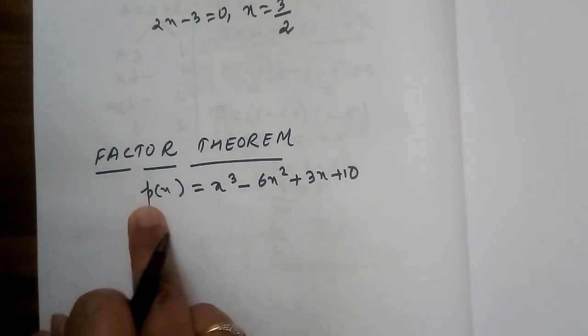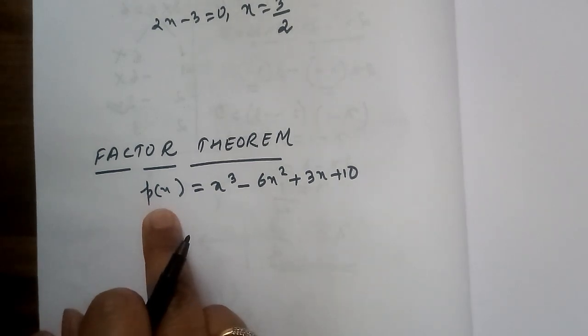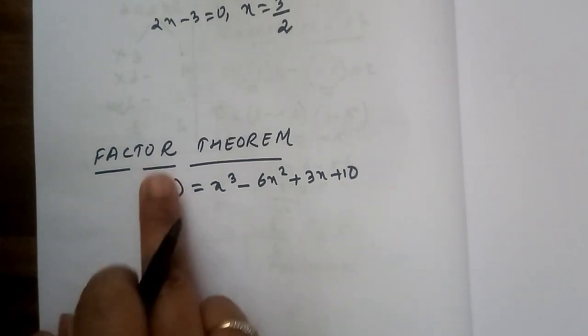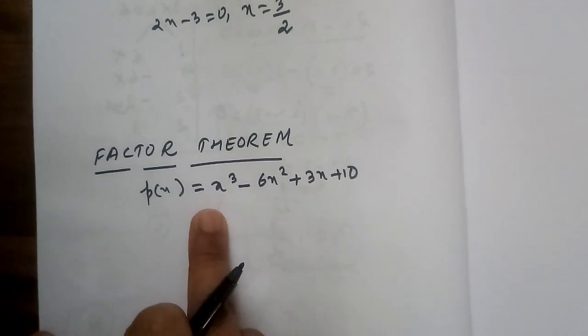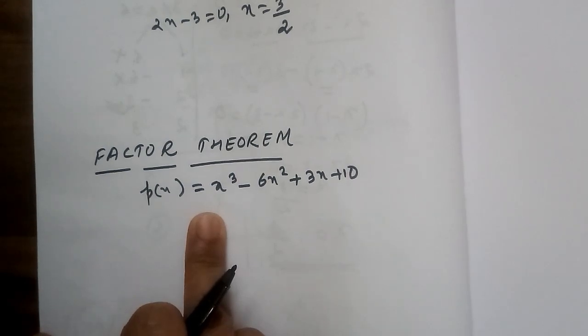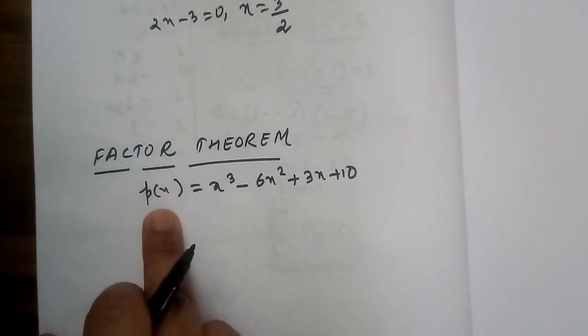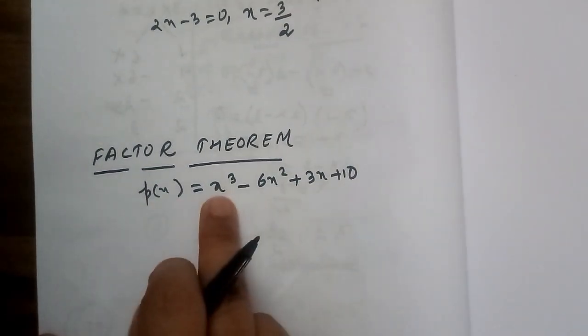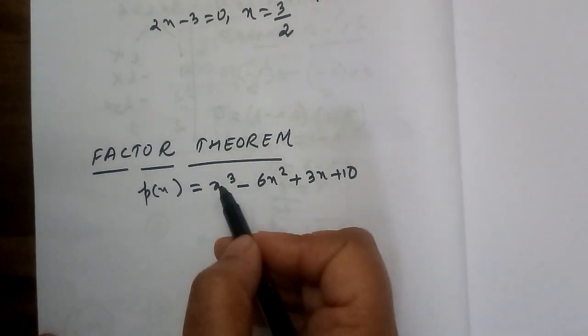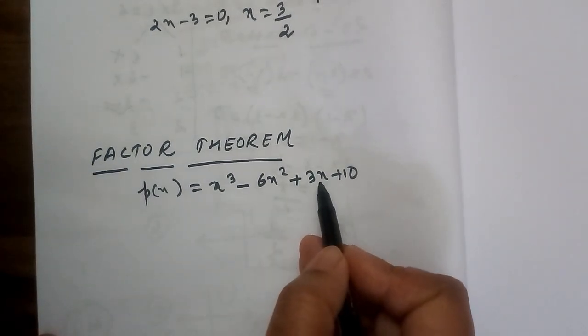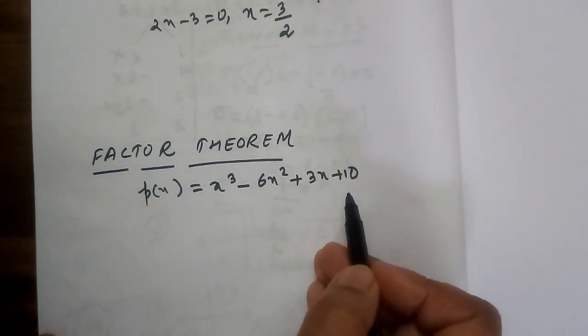The first step is you will name your polynomial, and I'm going to factorize it using the factor theorem. The question might say in the exam factorize, or it will say factorize using factor theorem. Either way you have to use the factor theorem. So the first step is you give the name to your polynomial and arrange it in the standard form: highest power, next power, then the next power, and lastly the constant term.